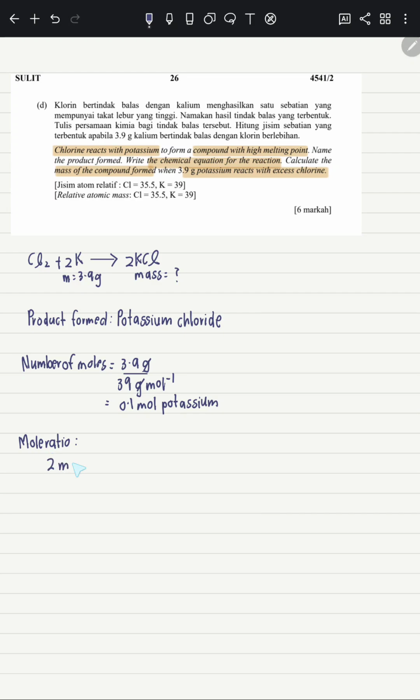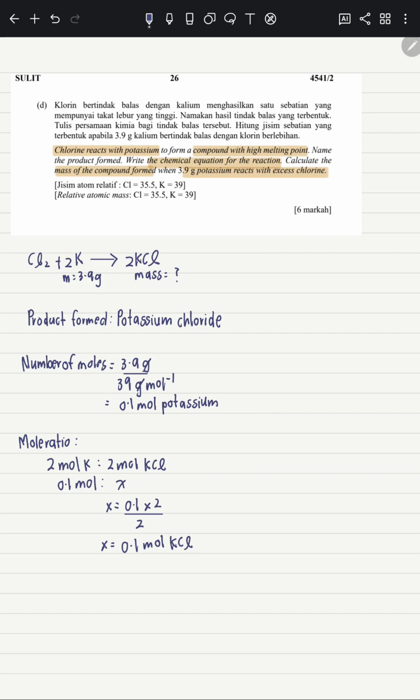So I have 2 mole of K equivalent to 2 mole of KCl, and for my question I know that my potassium is 0.1 mole. Okay, then let's get the mole for potassium chloride. So you just do cross multiplication, 0.1 times 2 divided by 2. So x is simply 0.1 times 2 divided by 2. So you will be getting 0.1 mole of KCl again.